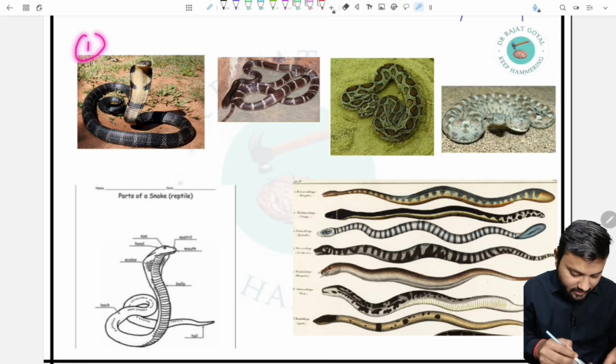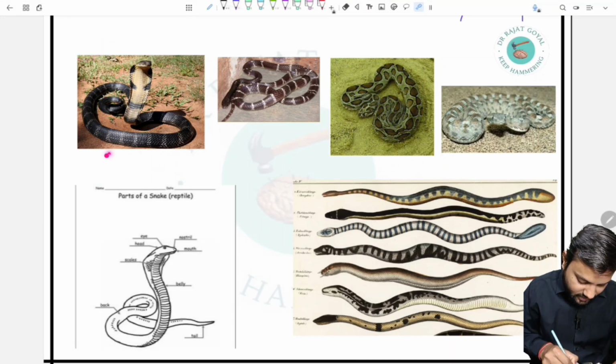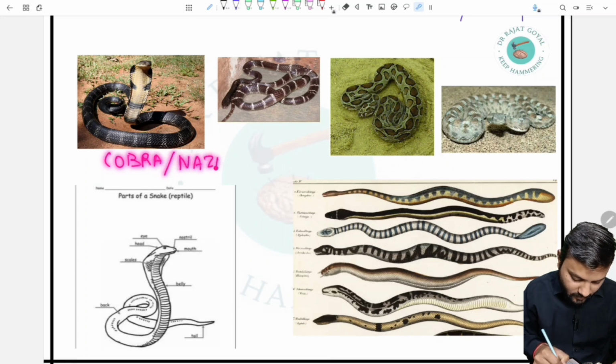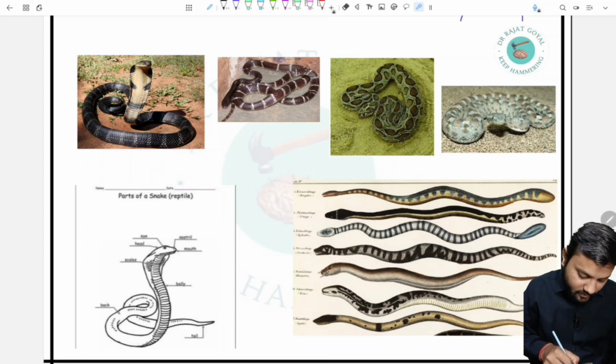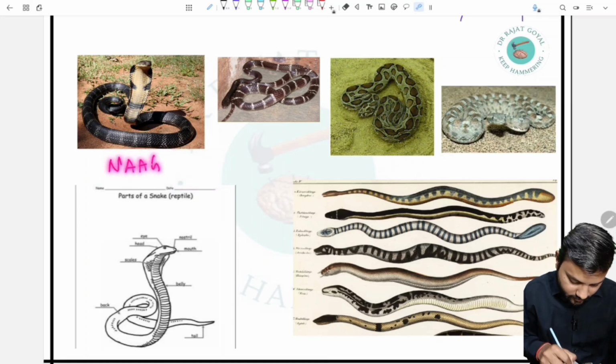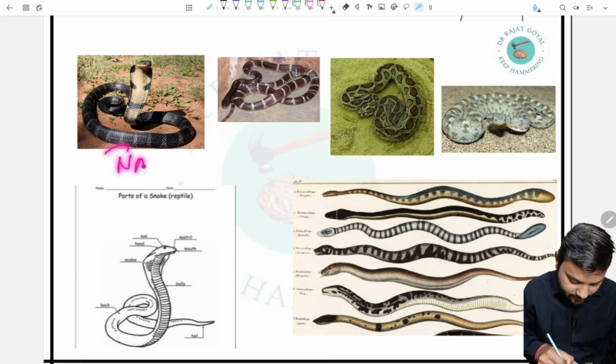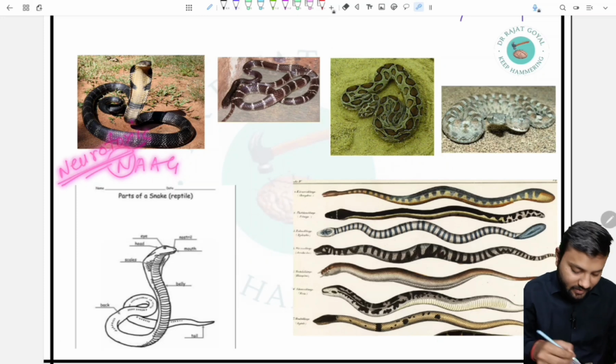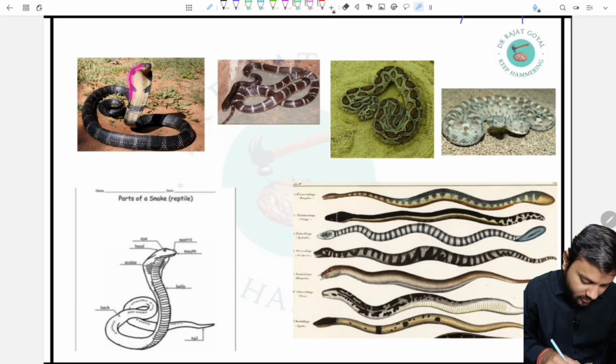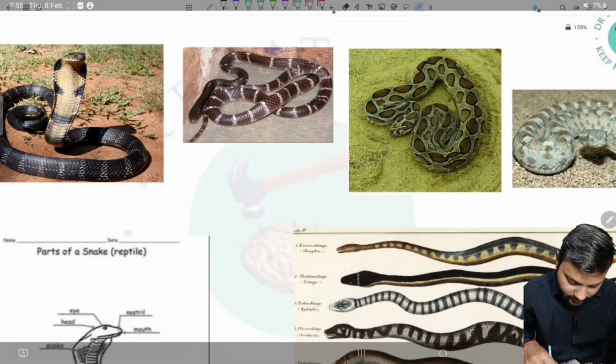The first image that we can see is the image of the cobra, also called naja, and in the local language we also call it nag. About naja or nag, we have to remember that it is neurotoxic, and it is very easy to identify the cobra. There is a hood in the cobra.